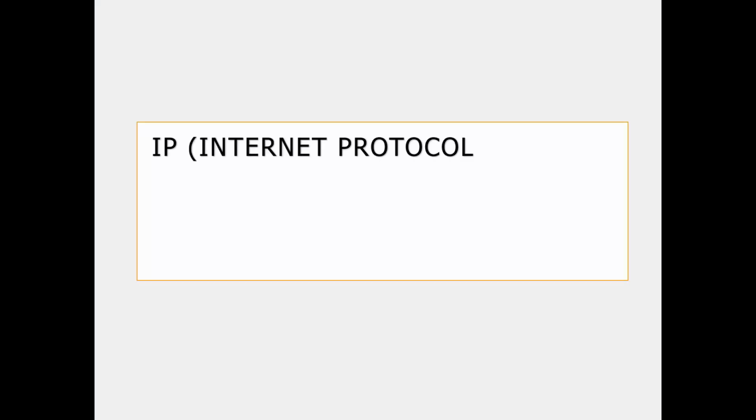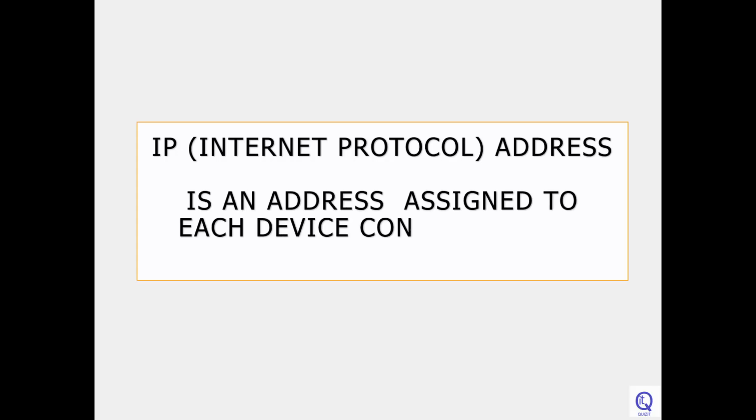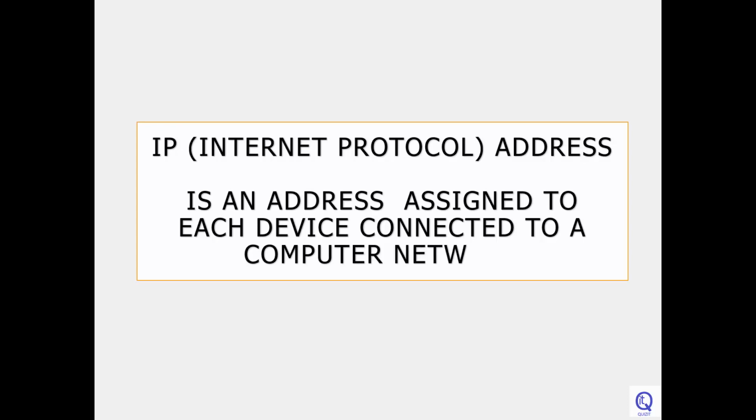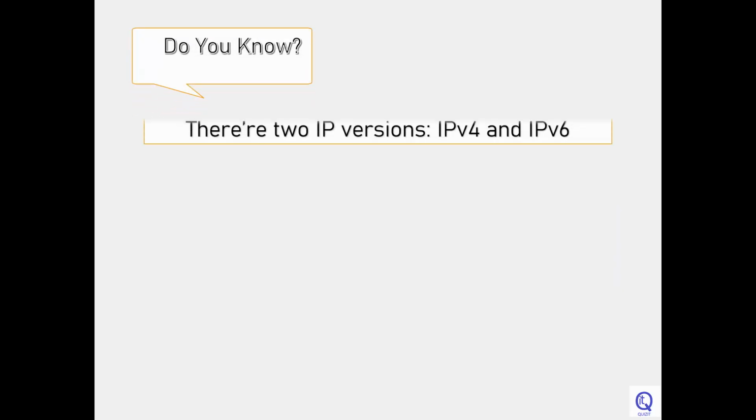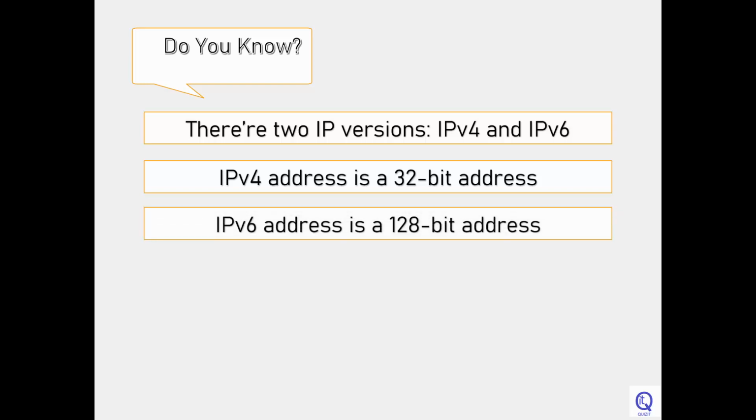An Internet Protocol address is an address assigned to each device connected to a computer network. There are two IP versions, IPv4 and IPv6. An IPv4 address is a 32-bit address and an IPv6 address is a 128-bit address.